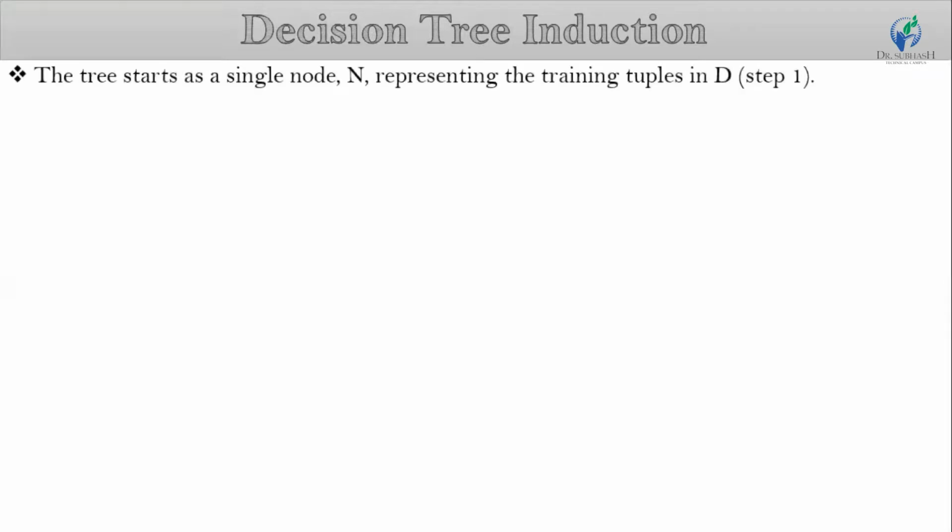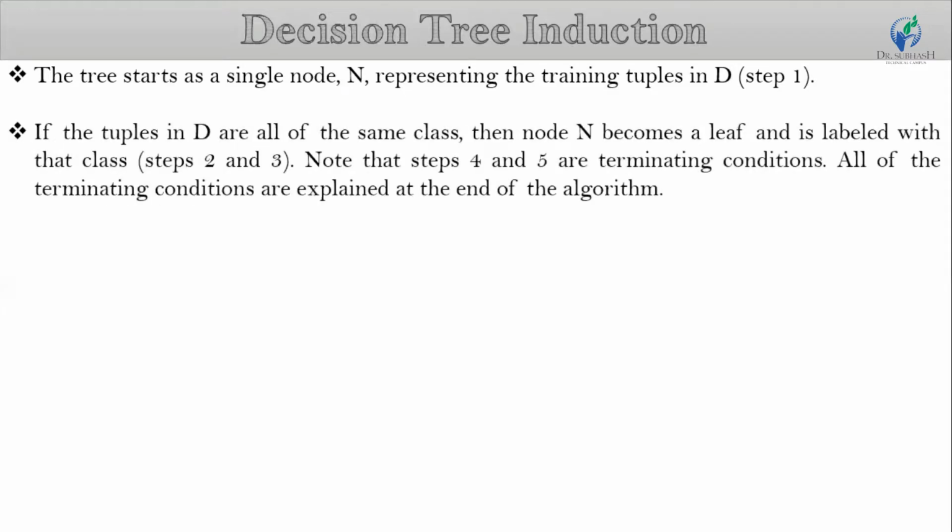Now I will explain how a decision tree is generated. The tree starts as a single node N representing the training tuples in D, which is step 1. If the tuples in D are all of the same class, then node N becomes a leaf and is labeled with that class, which are steps 2 and 3. Note that steps 4 and 5 are terminating conditions. All of the terminating conditions are explained at the end of the algorithm.